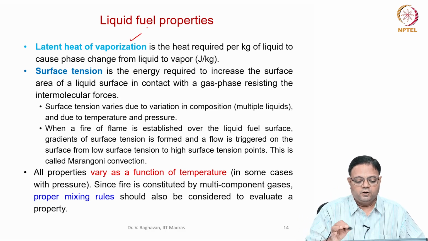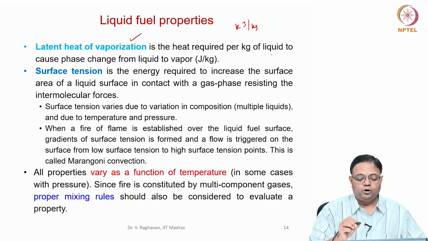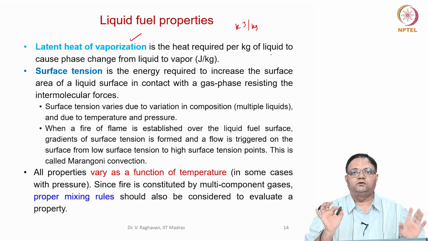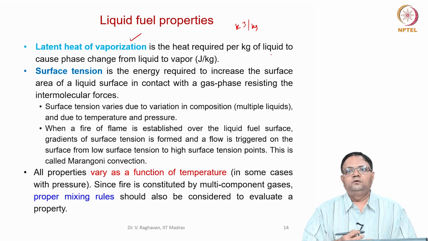Do you understand? So, heat required per kg of liquid is actually kilojoule per kg. Per kg of liquid to cause phase change from liquid to vapor. That's the latent heat of vaporization. Again, it's a function of temperature and pressure. Now, these are the properties, basically what we can say as thermal properties.